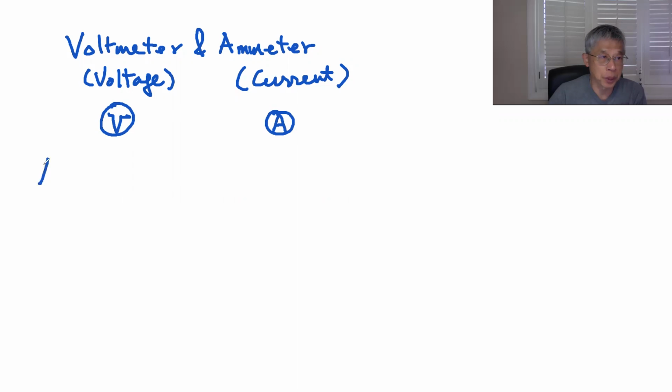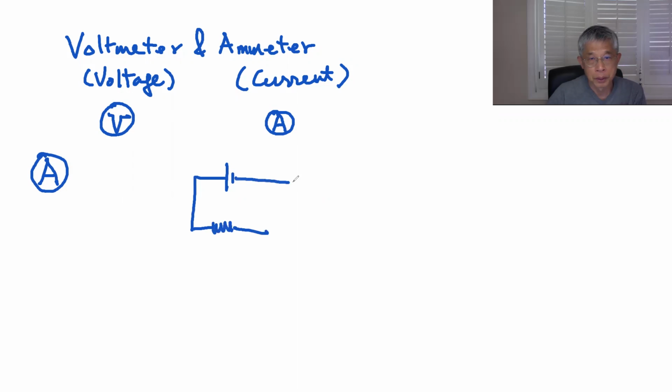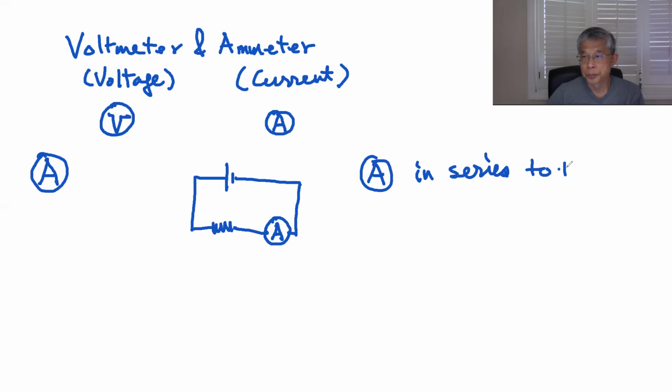Let's talk about ammeter first. If I have a circuit like that, and I have a resistor, and let's say I want to measure the current that's going in this loop right now. How do I connect this ammeter to this circuit? Should I go in parallel or should I go in series? The answer is we need to go in series. So A should be in series to the loop that you are interested in measuring the current.